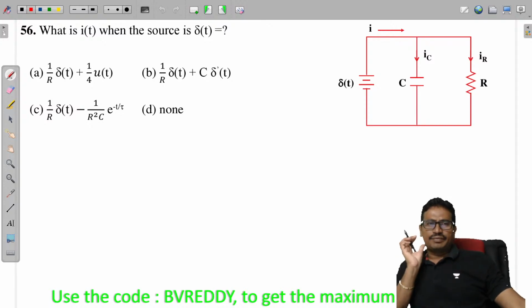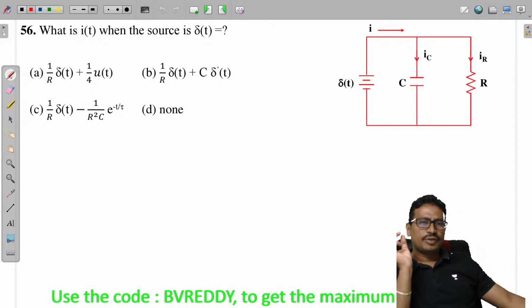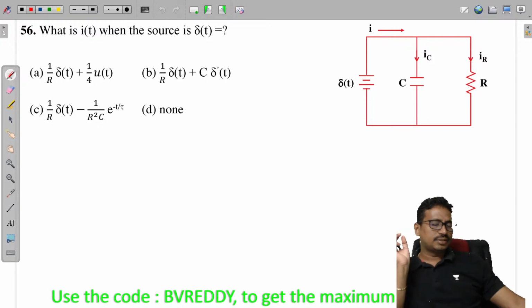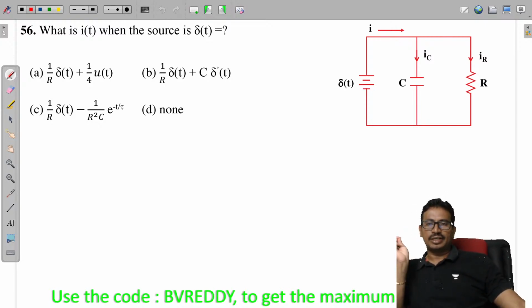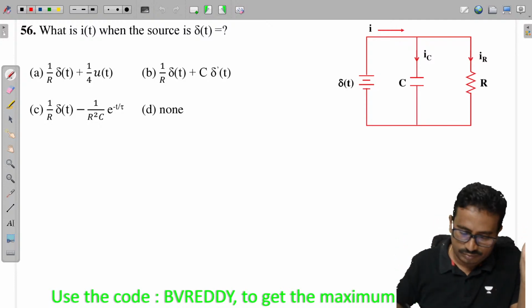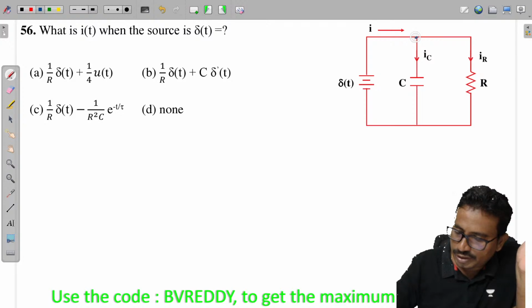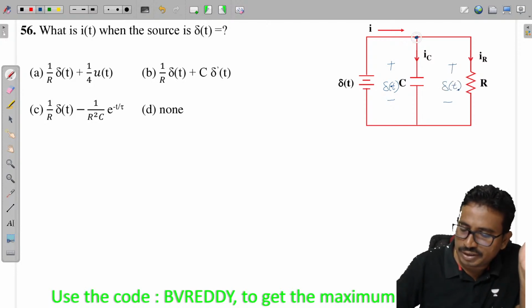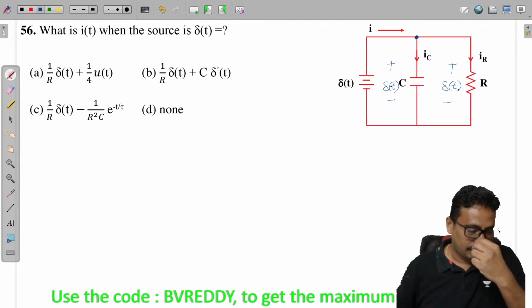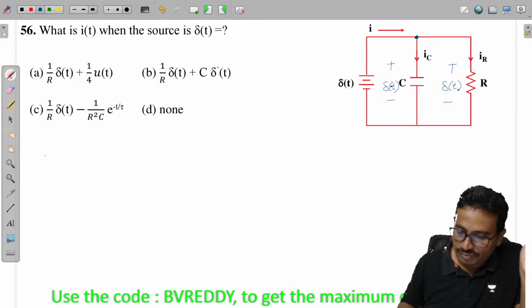What is I(t) when the source is del of t? When the source is given as del of t, they ask to find I(t). If we see carefully, this voltage is del of t in parallel, and here also the voltage is del of t only. Now if we write the KCL at this node, tell me what we'll get.